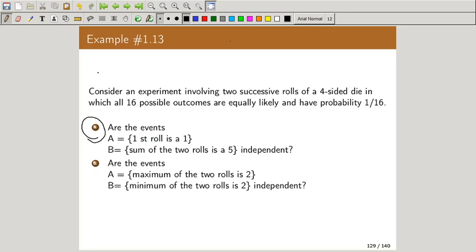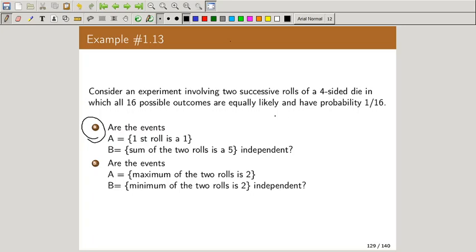I am asking whether these two events are independent or not. First of all, we are rolling a four-sided die, or D4 die, successively 2 times, and the total number of outcomes is 16. The sample space contains 16 elements. Obviously all elements are equally likely, or equiprobable, which means the probability of each and every outcome of the experiment is 1 by 16. Now we have two events. What is event A? The first roll is a 1. What is event B? The sum of two rolls is a 5.